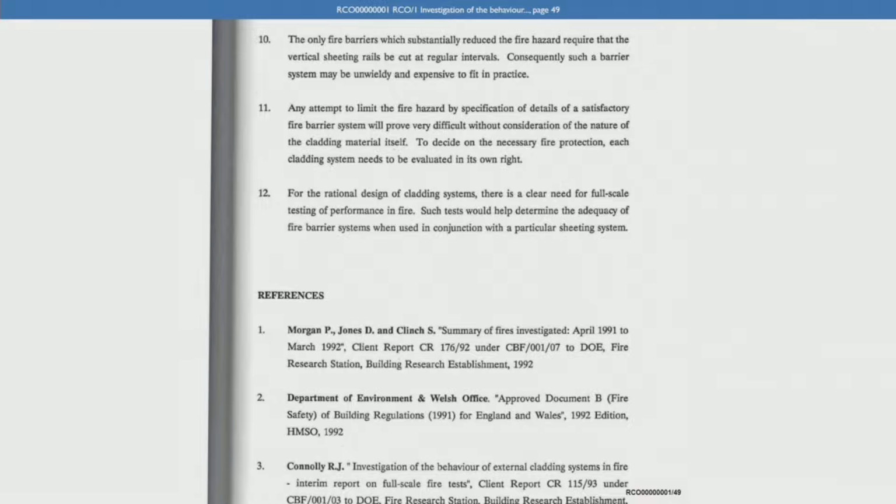But just for now, do you know whether any consideration was given by the BRE or the department to any options other than the development of a full-scale test as a response to this work? I don't. You don't? No. So do we take it from that there was no consideration given to restricting the combustibility of external cladding panels? I don't know.